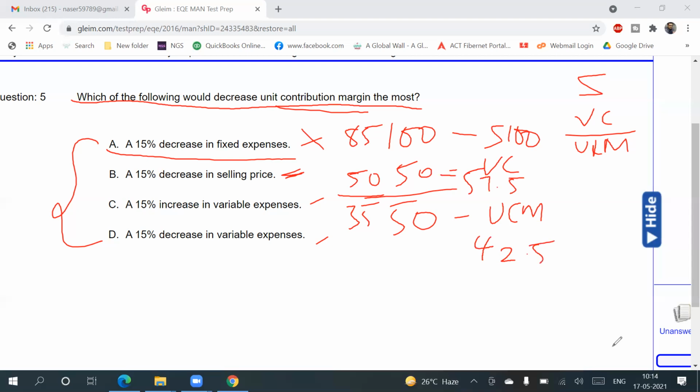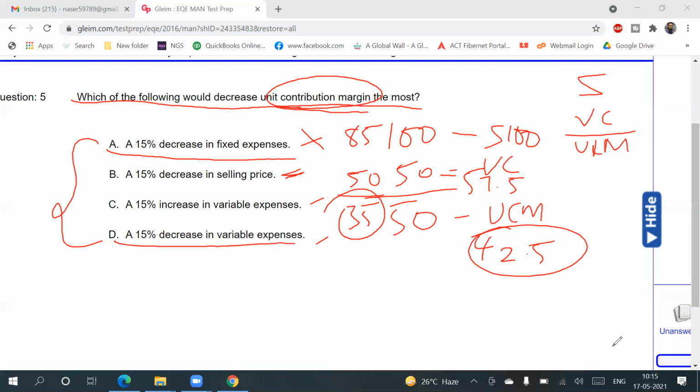Now the point here is, if I am increasing my variable expenses to 57.5, my contribution margin is decreasing. See here, at 35 also this is a decrease, 42.5 is also a decrease. But let us go towards the fourth option and see what is the right thing here. A 15% decrease in the variable expenses.